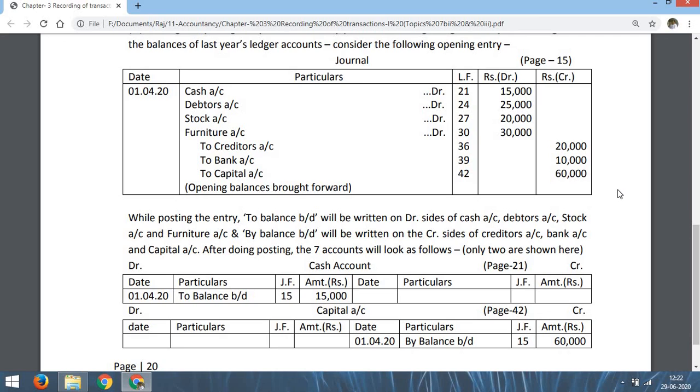Similarly, some transactions are held with Mr. Syam. So you may be asked to prepare Syam account. Similarly, you may be asked to prepare capital account or debtors account. So how to make direct posting, how to show direct ledger account without making journal entry, that we are going to discuss in the next class.